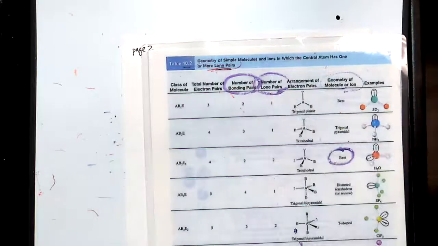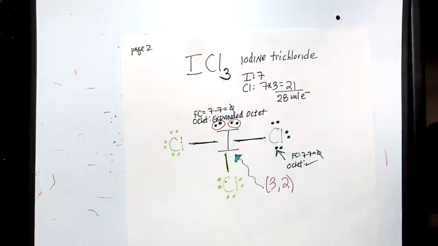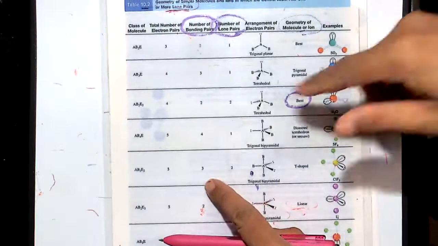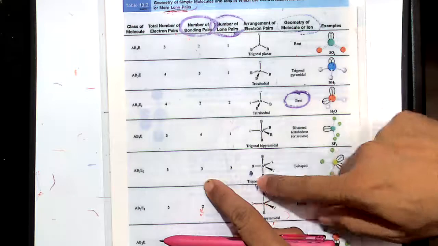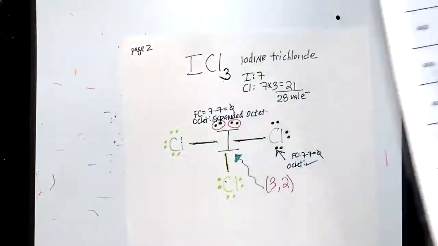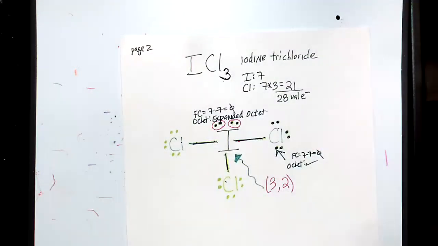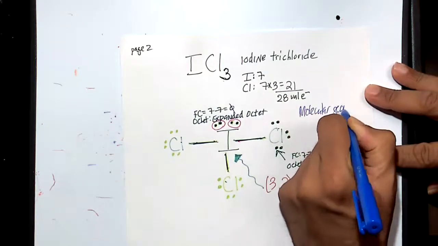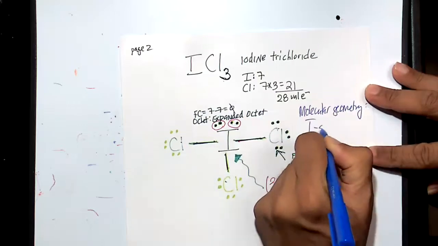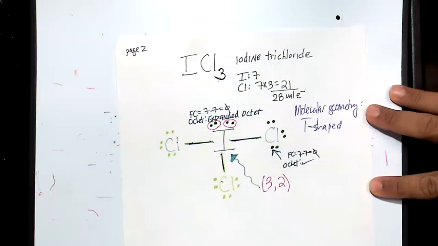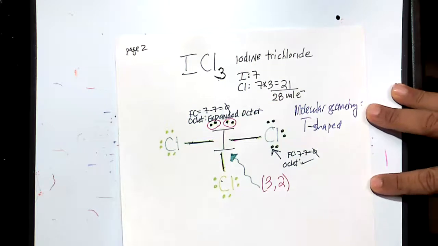Make sure you have a copy of this come exam time. So what is this? 3 bonds, 2 lone pairs. The geometry is T-shaped. Interesting. So the molecular geometry, the shape of this molecule, is called T-shaped. So that's 3 bonds, 2 lone pairs.